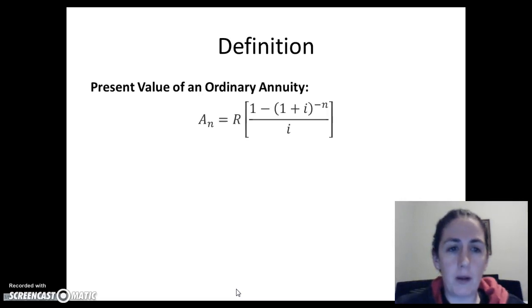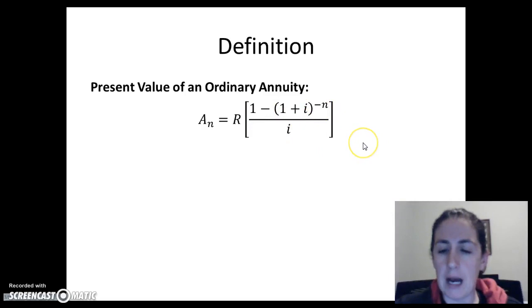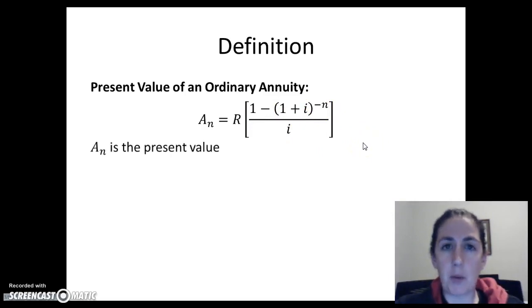So here's the formula for a present value of an ordinary annuity. A sub n, this is actually one variable by itself, equals R times the quantity 1 minus 1 plus i to the negative n, so you have to give a negative sign here, all over i. A sub n is the present value. That's the big lump sum of money that you stick into the account that you continually withdraw from until it runs dry. R is the continual withdrawals.